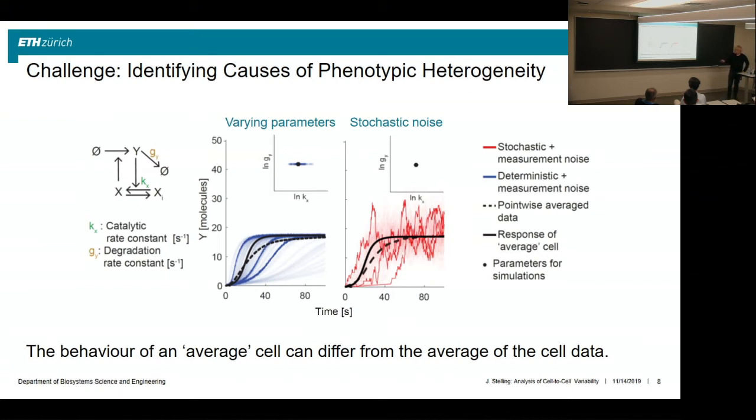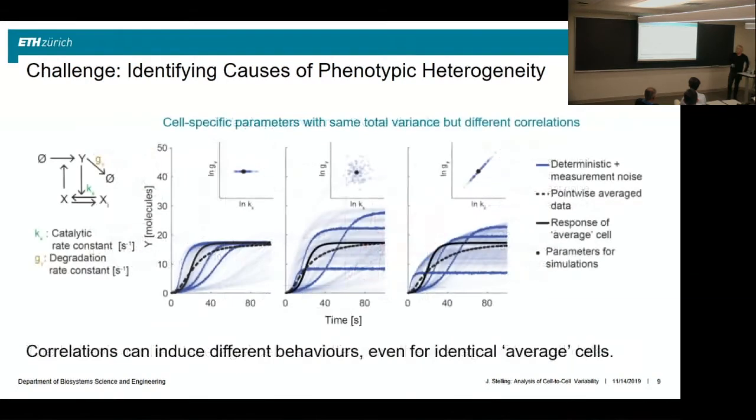The last point with these illustrations here is these three scenarios, they're all deterministic. Again, the parameters are distributed. The total variation in the parameters is the same in all three cases, but the covariance of the parameters is different. Here it's just one dimension. Here it's essentially a normal distribution around the center, and here they're highly correlated. And you see that the dynamics and the individual trajectories can differ a lot. So the correlations are important.